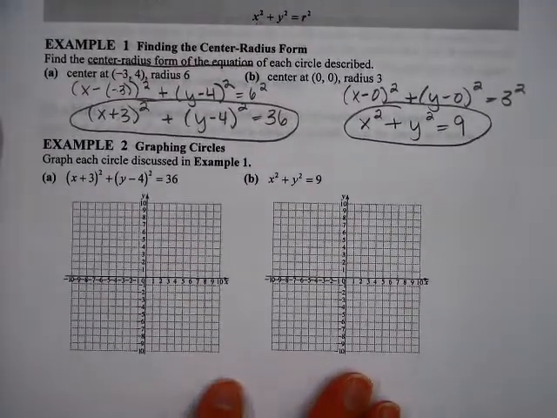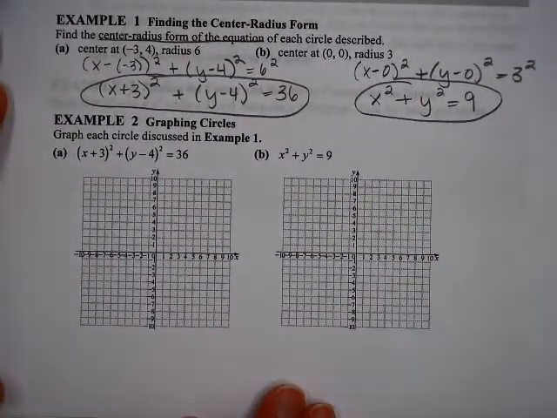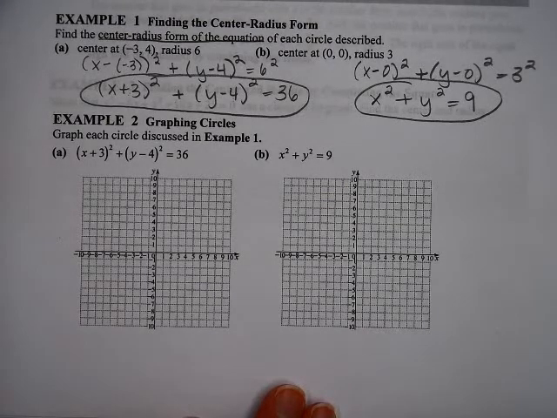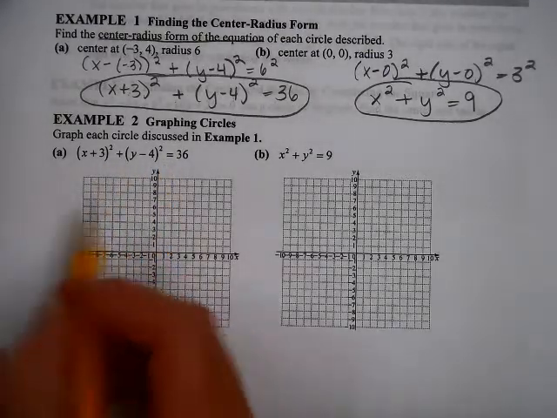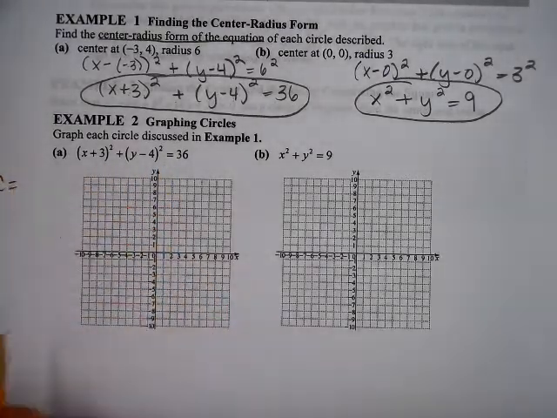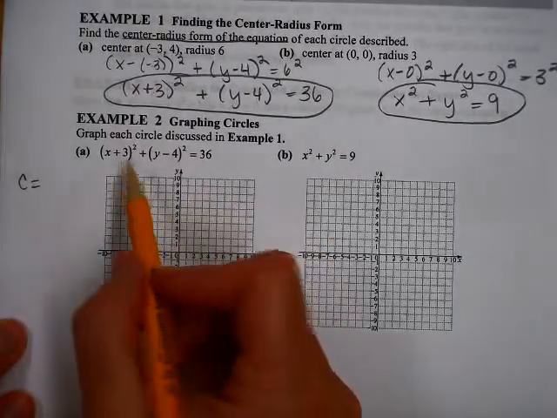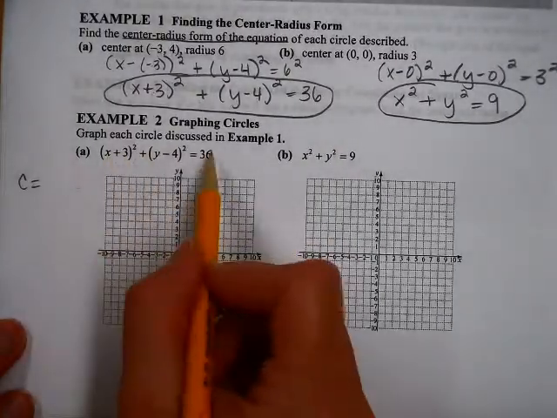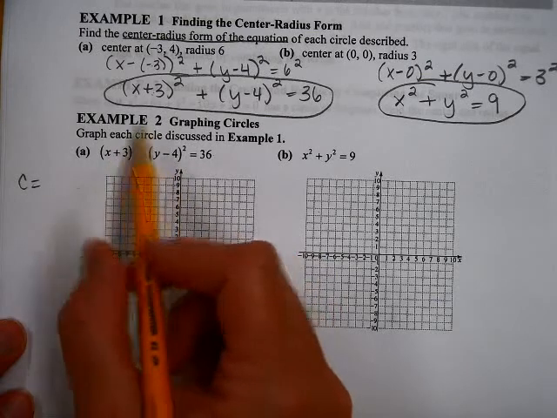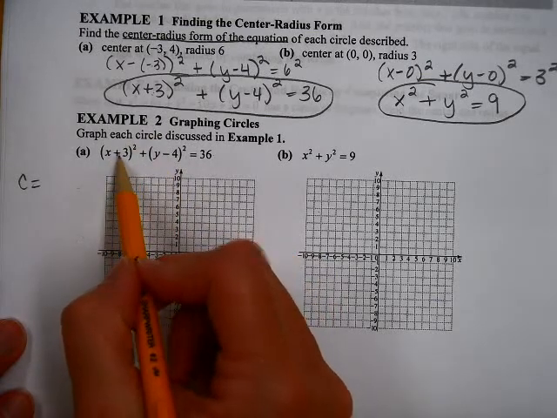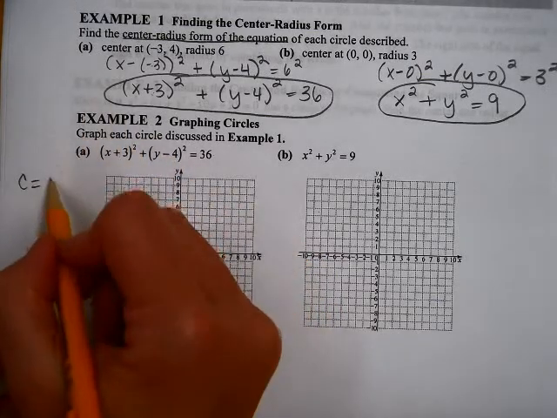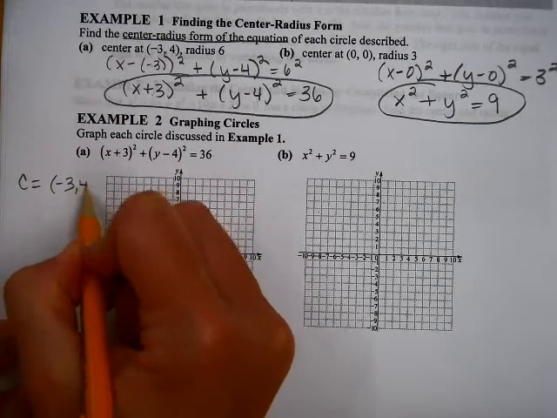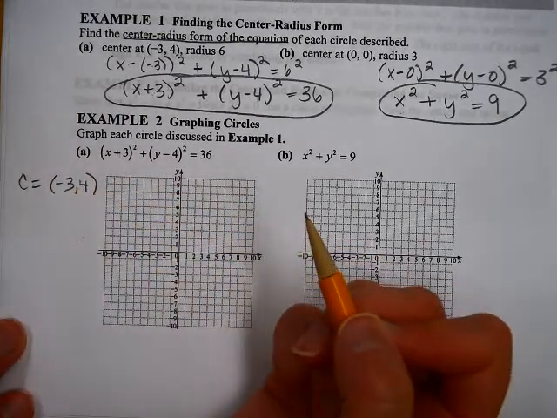Now let's look at graphing. Graphing a circle is very easy. You need to find two things. You need to find the center and you need to find the radius. Let's look at this example. The center of this example, remember to go back and forth from the equation to the center, we change the sign. So the center here is negative 3, positive 4. Very easy to get the center from this center radius form.